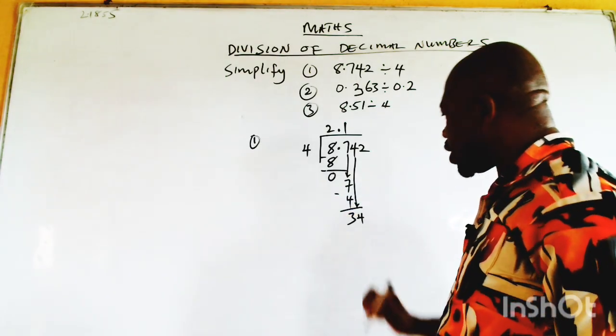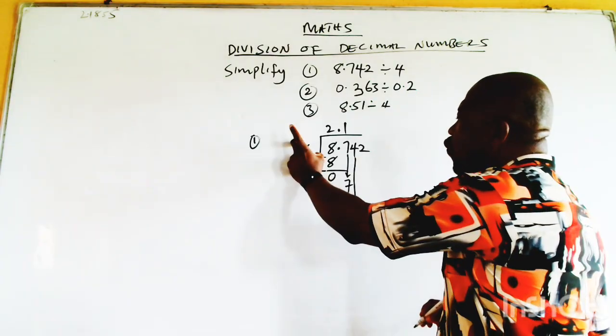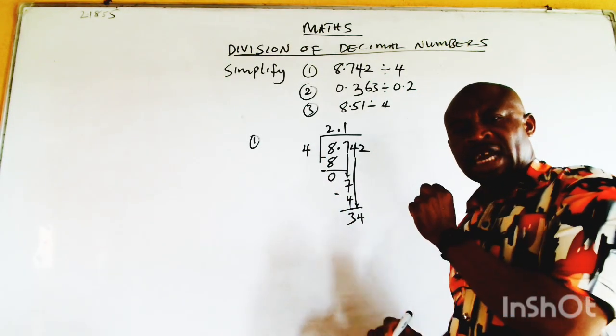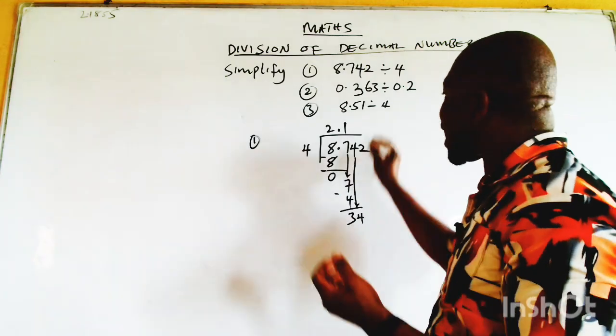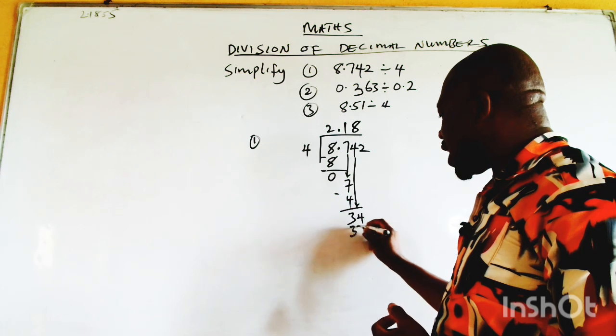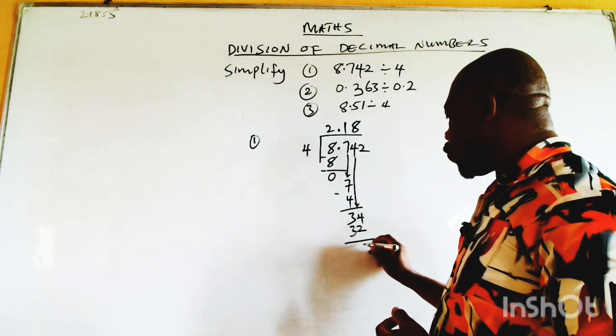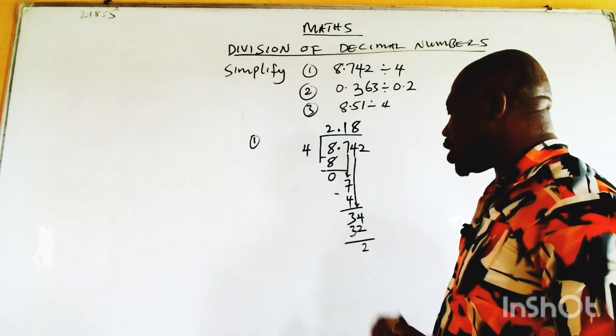If you bring it down, this is what you have. Now you can pick the 2 at the same time. 4 divide 34. Of course, it will give us 8. 8 times 4 will give us 32. Now you can subtract. 4 minus 2 will give us 2. This other one is 0.